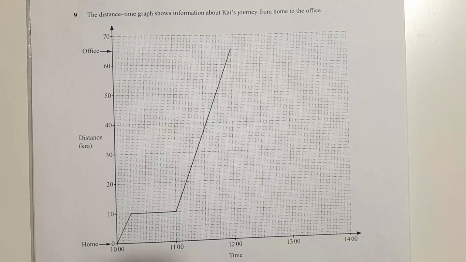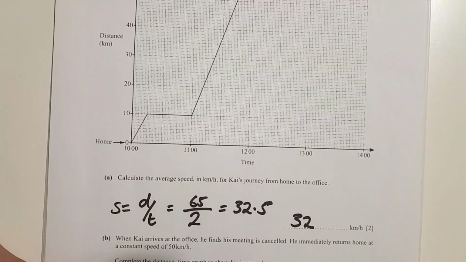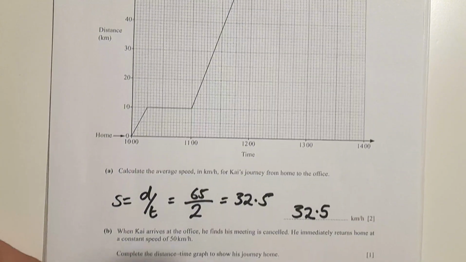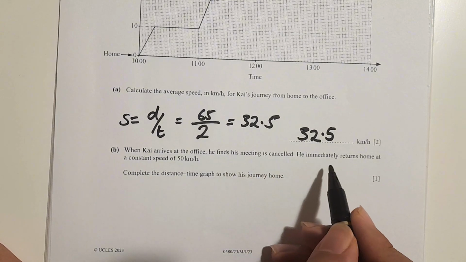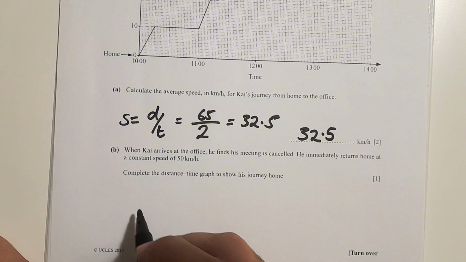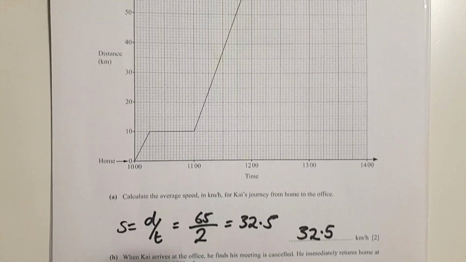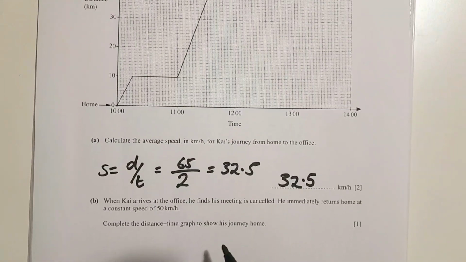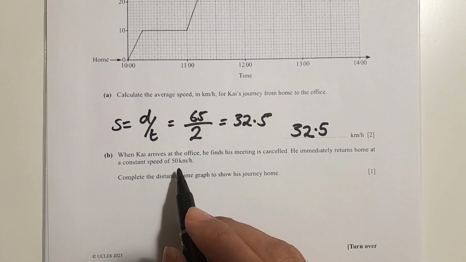So 65 divided by 2 is 32 and a half. So the average speed is 32.5 kilometers per hour. Now for part B, when Kai arrives at office, he finds his meeting is cancelled. He immediately returns home at a constant speed of 50 kilometers per hour. Complete the distance time graph. So the total distance of the office is 65 kilometers and he travels at a constant speed of 50 kilometers per hour.